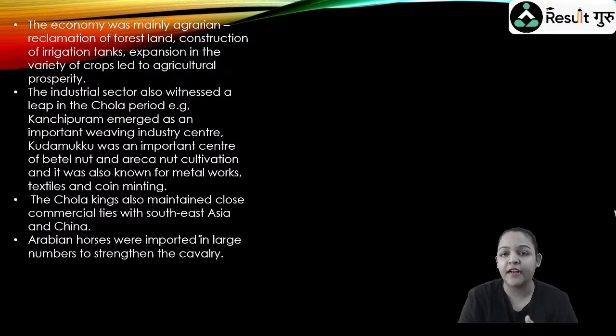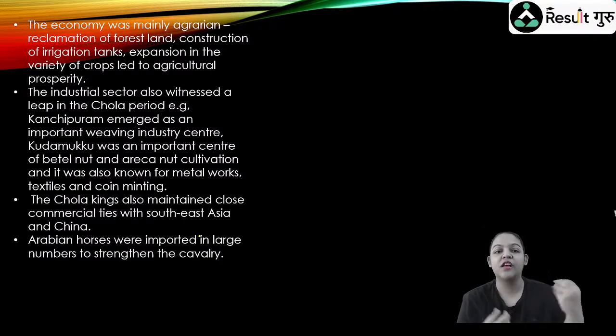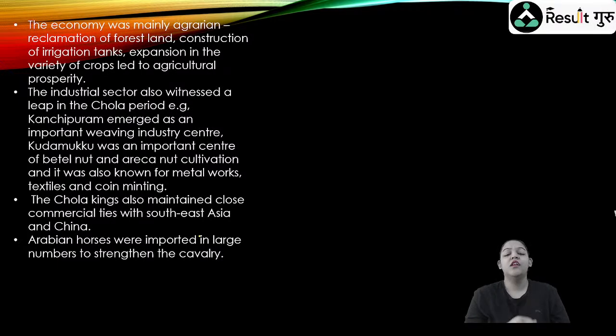Now, the industrial sector also witnessed some development during the Chola period. Kanchipuram emerged as an important weaving industry. I don't think I need to tell you about it, because just by listening to the name Kanchipuram you can make it out. Kanchipuram saris, or Kanjivaram saris as we know them, are so famous. They're really expensive as well. So Kanchipuram became an important center of weaving.